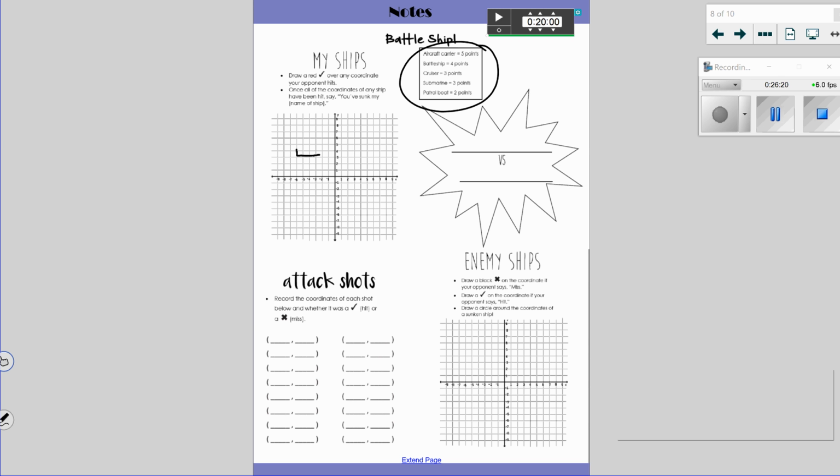But I put in, say, for example, I have an aircraft carrier. So I'd start here. I go 5 spaces. So don't forget to count your endpoints. That's actually one too long. So 1, 2, 3, 4, 5. That would be my aircraft carrier. I do that with all 5 of the ships.